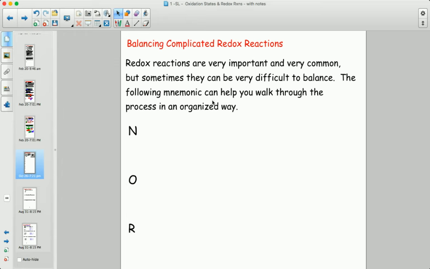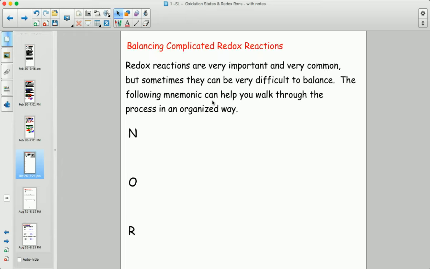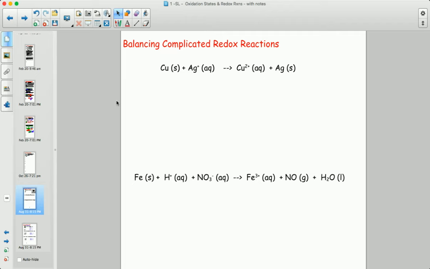I'm going to go through this NORSE mnemonic that I made up, but I'm going to show the need for it first. So I've added these couple of pages in. They're not in your current handout.